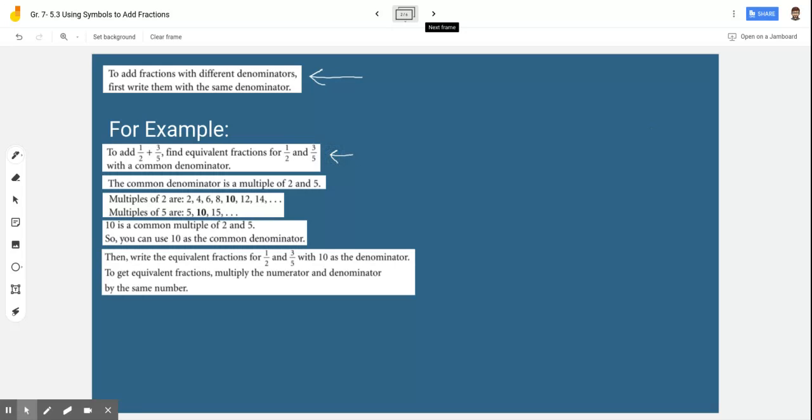The first thing we need to do is find a common denominator which is a multiple of 2 and 5. We make two lists of multiples of 2 and 5, and we will discover that 10, in this case, is the common denominator or common multiple in each of the two lists. Since 10 is the common multiple of 2 and 5, 10 becomes the common denominator. How this looks in action, I have 1/2 adding 3/5.